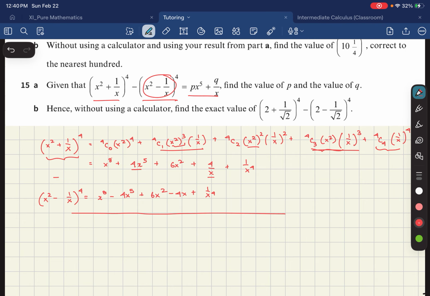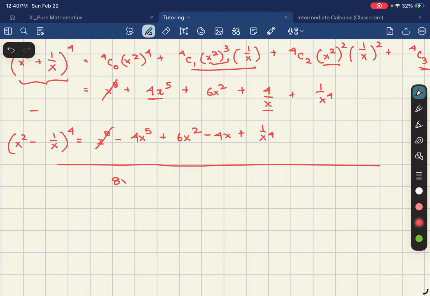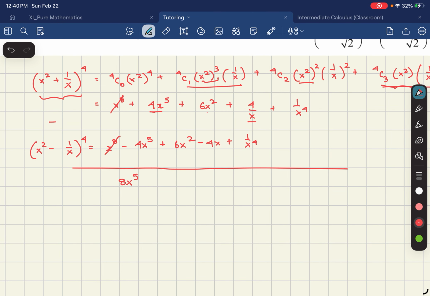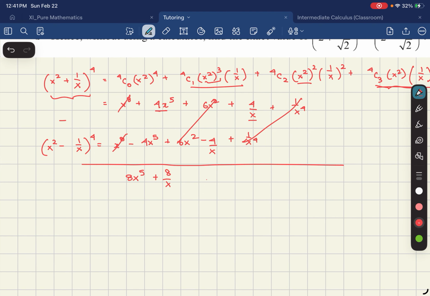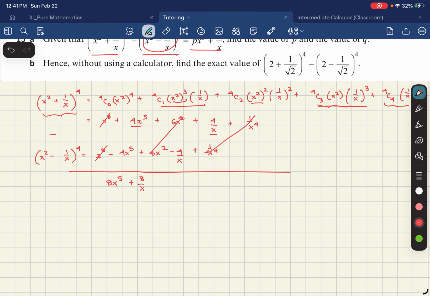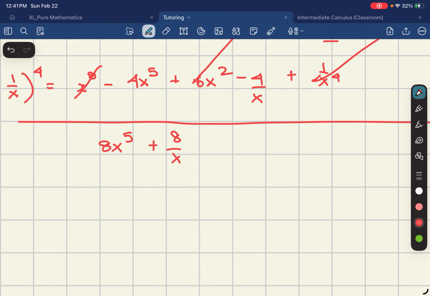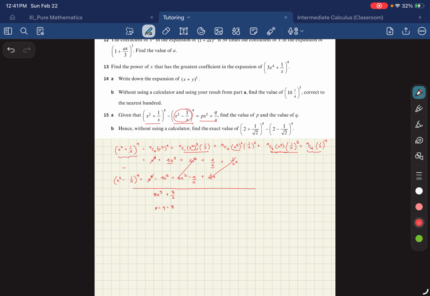So 8x to the power 8 minus x to the power 8, these are going to cancel out. 4x to the power 5 plus 4x to the power 5, that is 8x to the power 5. And these terms cancel out. We have 4 over x, so 4 over x minus of minus 4 over x, that is 8 over x. And these terms are going to cancel out. So that is what we get. So your P is equal to Q is equal to 8. That should be your answer.